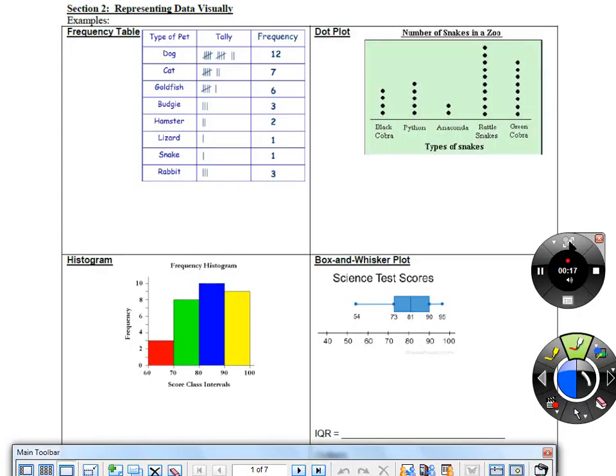So the first one is a frequency table. So you see the different categories. Okay? You see the tally mark of the people in there, and then you see the totals associated with them. Okay? So that's a frequency table. It's just telling you how frequent that occurs.